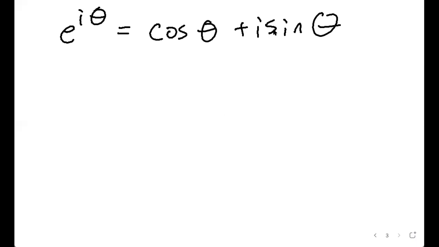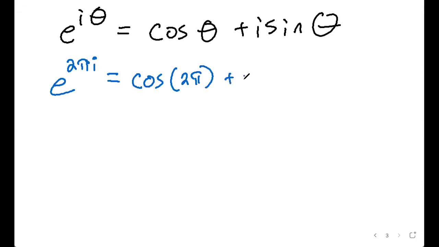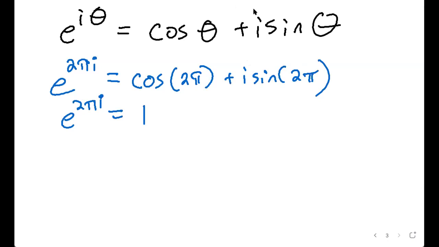A couple also really cool things. Well, what are some fun values to plug in for theta here? And maybe the first one to plug in is theta equal to 2 pi. So e to the 2 pi i is equal to cosine of 2 pi plus i times sine of 2 pi. The sine of 2 pi is 0. Cosine of 2 pi is 1. So e to the 2 pi i is just 1, which is a pretty cool formula.